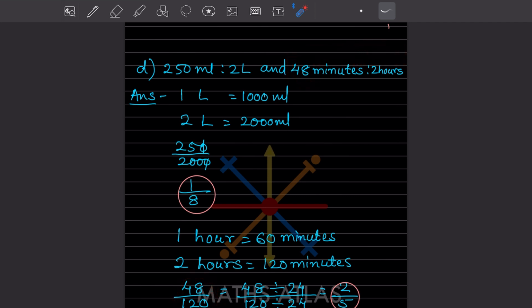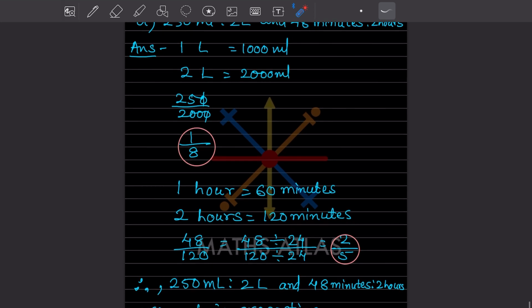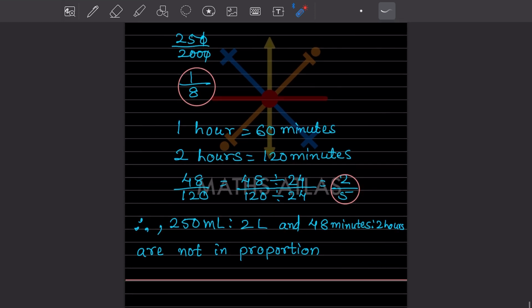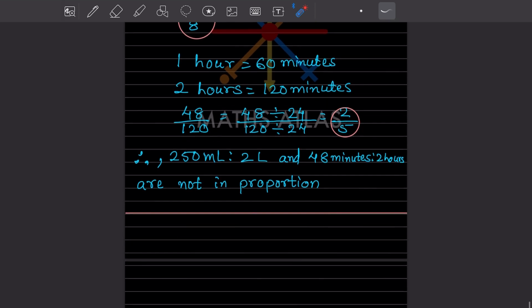Got it? Okay. So now what I did, I divided by 24. You can go for 2 too, that will be better. 24 definitely I don't expect from you all, but I did it by 24. So when you divide it by 24, that is 2 by 5. So what we can see, this is 1 by 8 and this is 2 by 5. So definitely they are not in proportion. Correct? Not in proportion means we don't have to find the product of the means and the product of the extremes.